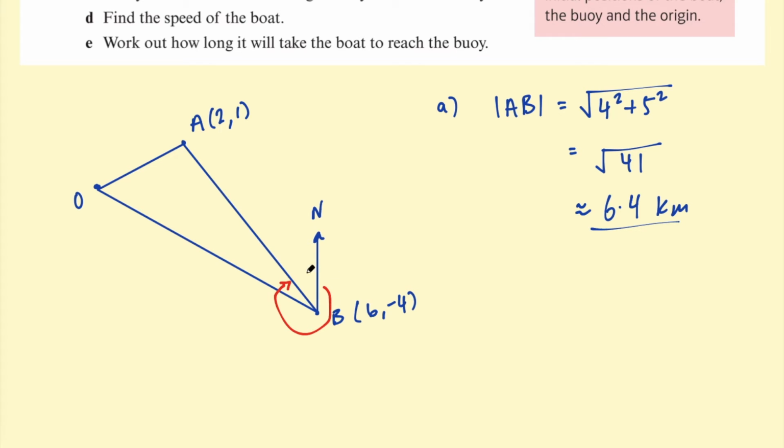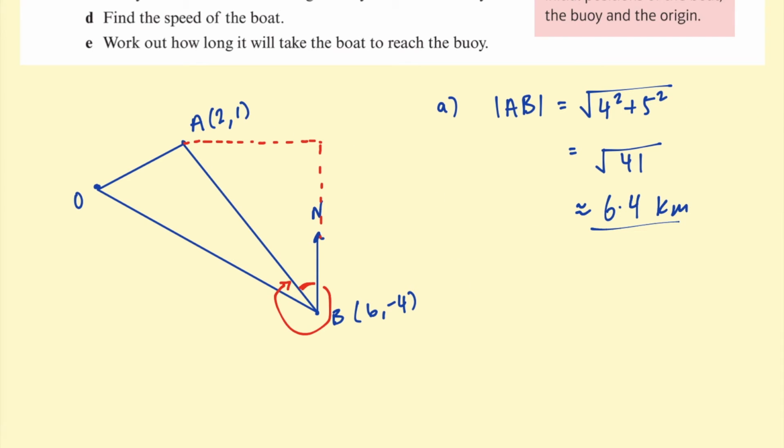In order to find that angle, we're going to look for this angle in here. We can find that angle using these distances. So we have this horizontal distance from A to B, that's 4, 2 to 6, and then we also have the length AB, which we just found.